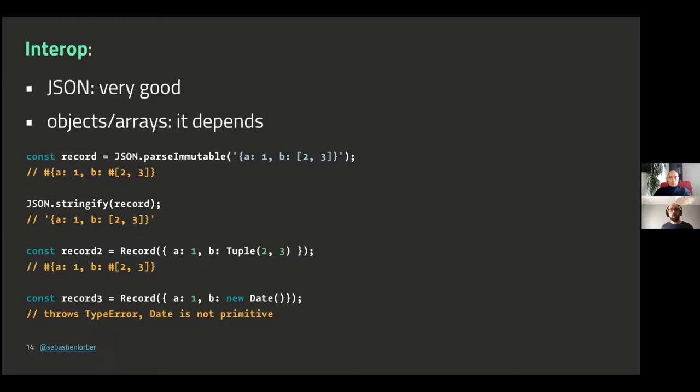So now, are records and tuples compatible with objects and arrays? It depends because, for example, if you have an object which contains a date like my last example here, you won't be able to convert it to a record because the date is not a primitive type. So you have an object, but in this case, you can't convert it to a record.